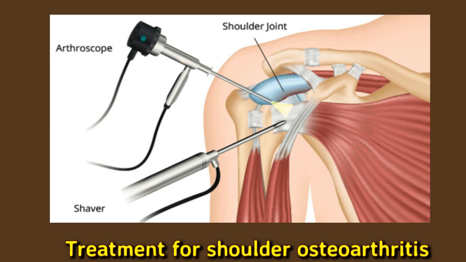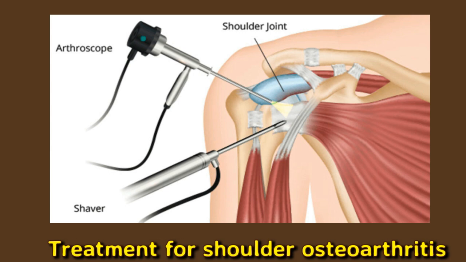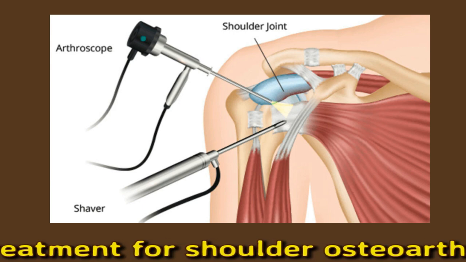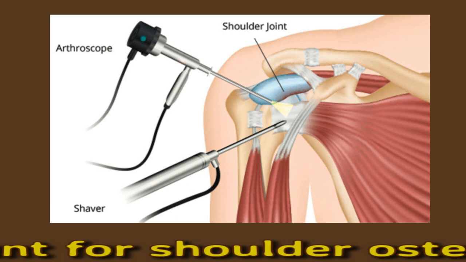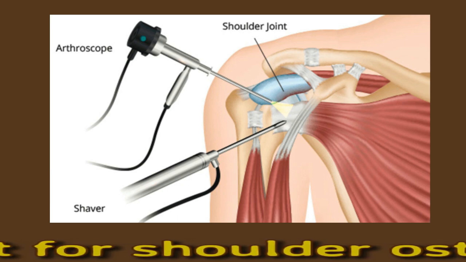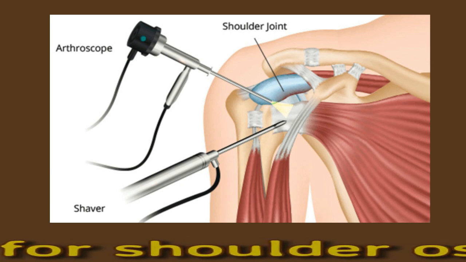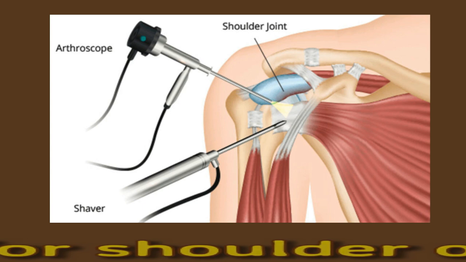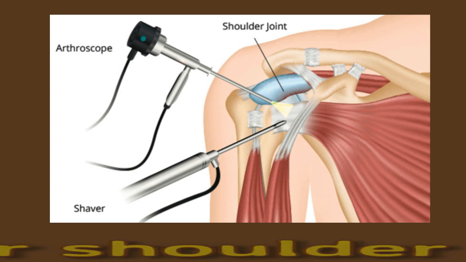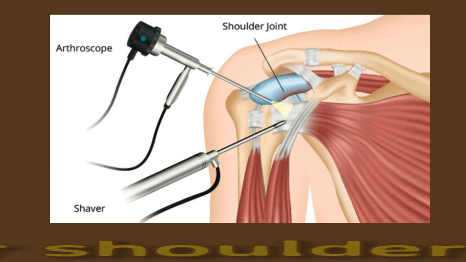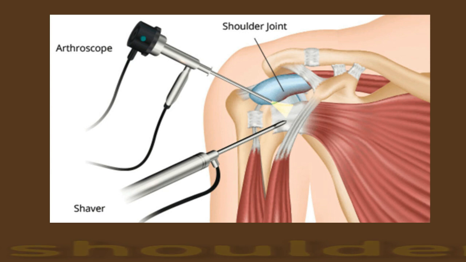In some cases, a doctor may recommend replacing damaged joints with an implant made from plastic, ceramic, or metal. Surgery for shoulder osteoarthritis is typically a last resort. A doctor may only recommend surgery if symptoms do not respond to other treatments.